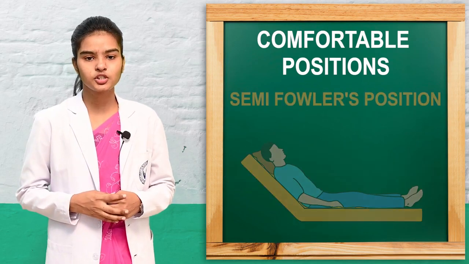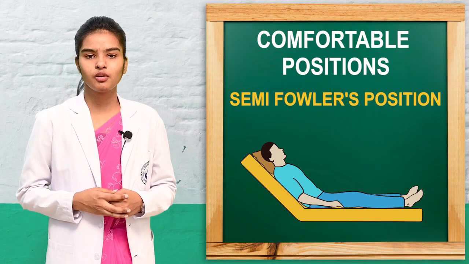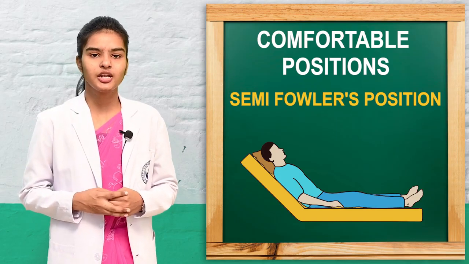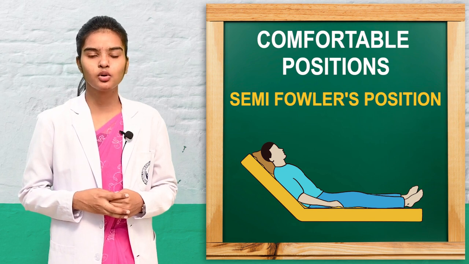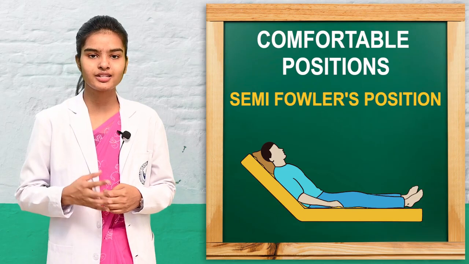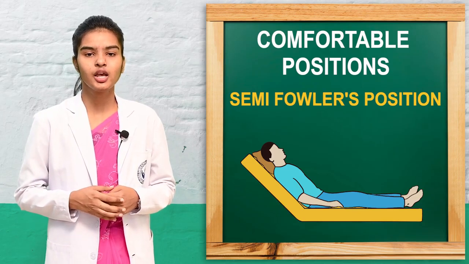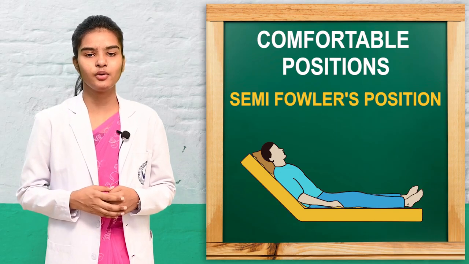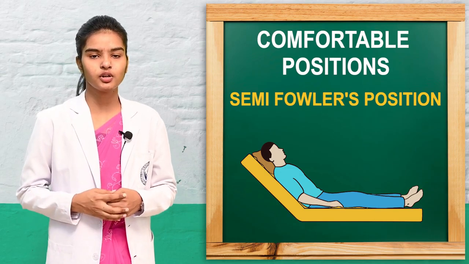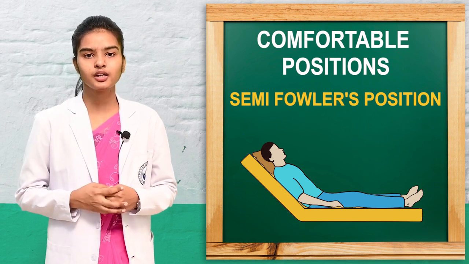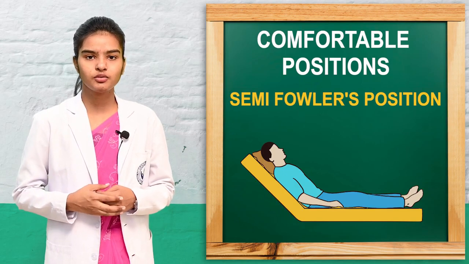Moving towards the next position, that is the semi-Fowler's position. The semi-Fowler's position is a kind of position where the patient or the client is asked to lie down normally on the bed, but here one change is there as compared to the supine position. In the semi-Fowler's position, the client's head end is elevated at 30 to 45 degrees, where it is used for a comfortable position and also relieves the breathlessness of the patient.